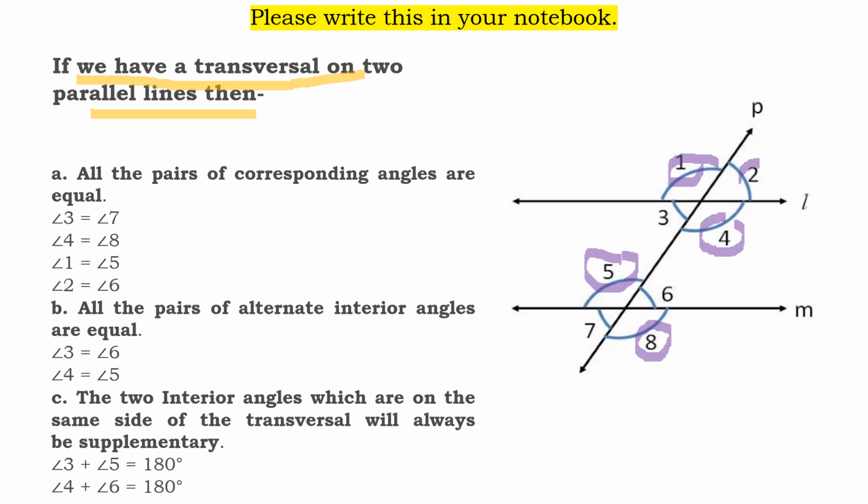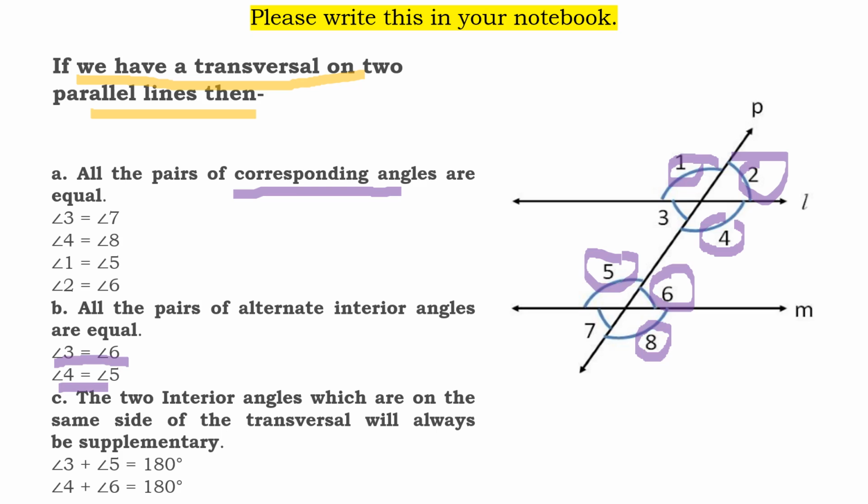Now here, angle 2 and angle 6. One is inside, one is outside. Got the concept of corresponding angles? Okay. So now we have the pair of alternate interior angles. Just now we talked about the pair of alternate interior angles. The first alternate pair is 3 and 6, they are the interior, and 4 and 5.